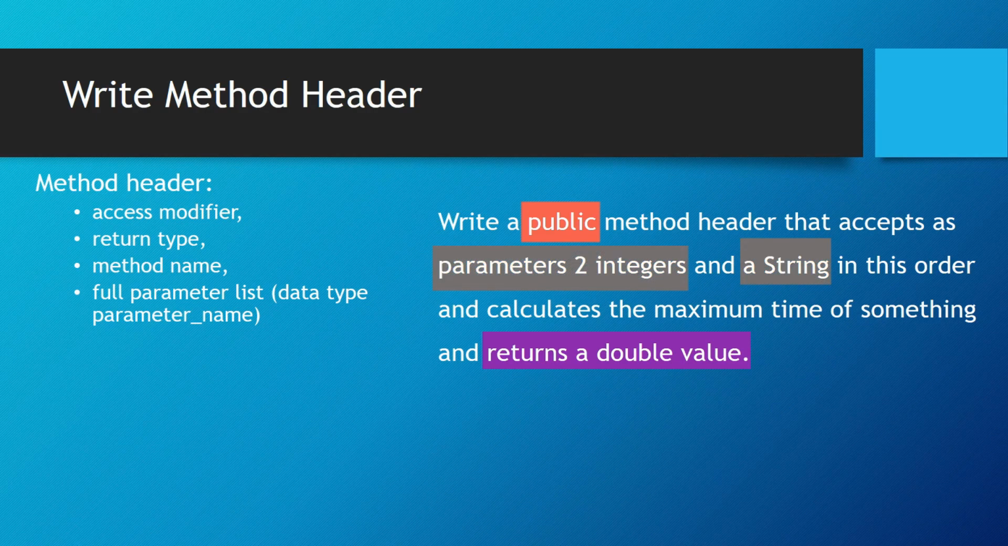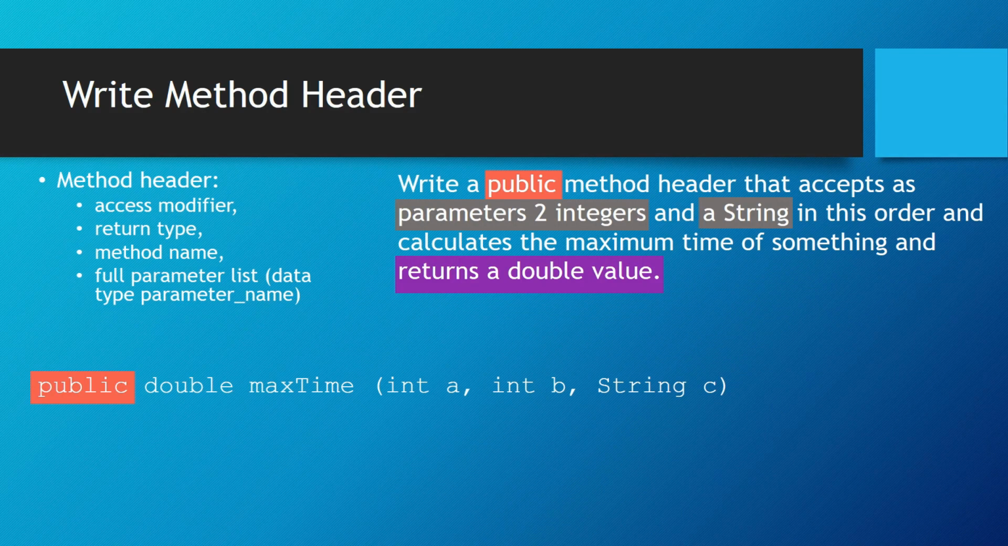So you can see that the full method header would be public, which is the access modifier, double, which is the return type, maxTime, which is our method name, and then our parameter list, int a, int b, and String c. We could have named these things anything, not just a, b, and c.